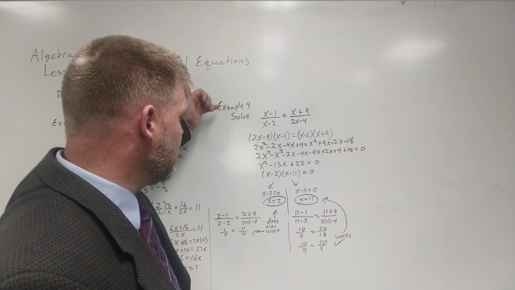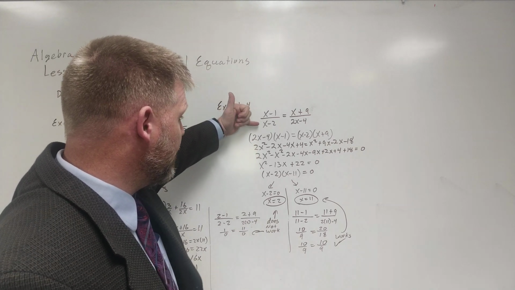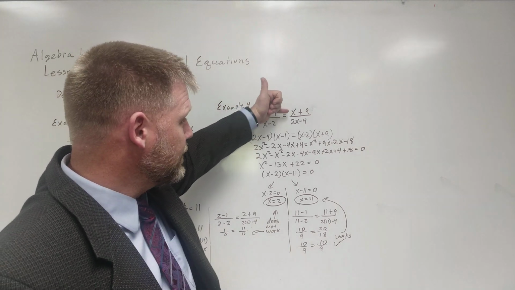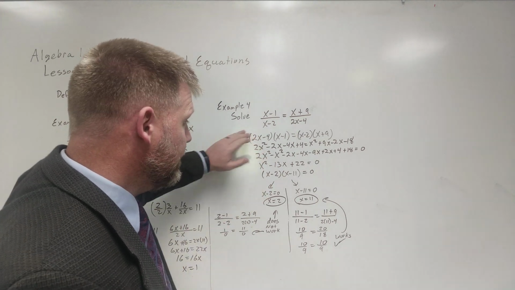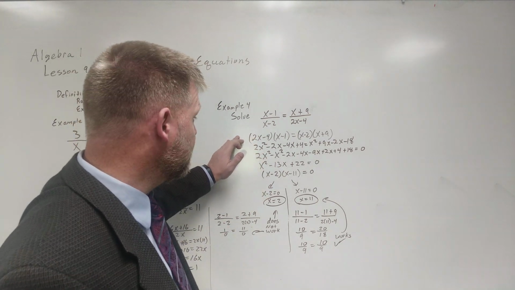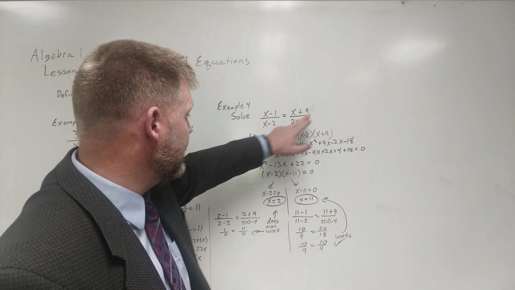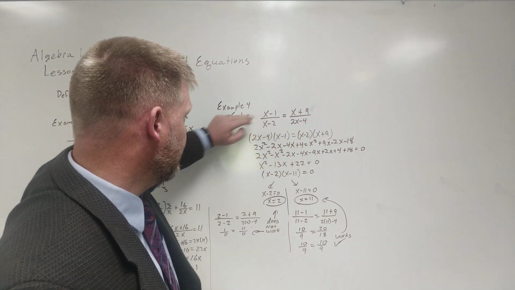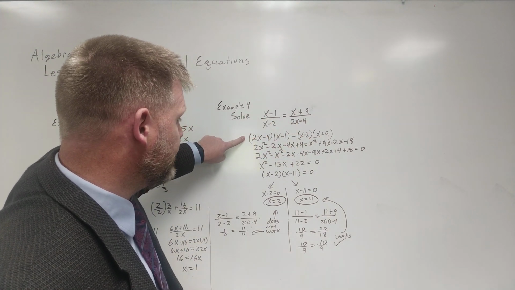If I look at example 4, it says solve, and I have (x minus 1) over (x minus 2) equals (x plus 9) over (2x minus 4). I'm going to solve this the same way by cross multiplying. So this term and this term together, and this term and this term. That gives me an equation like this.